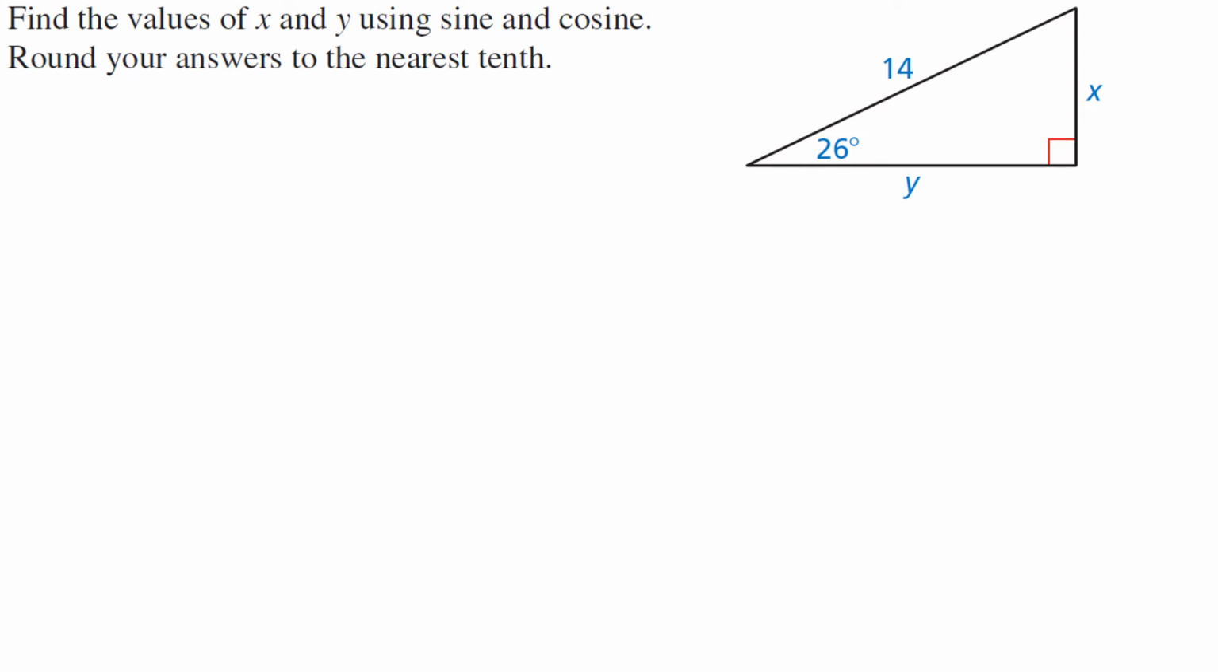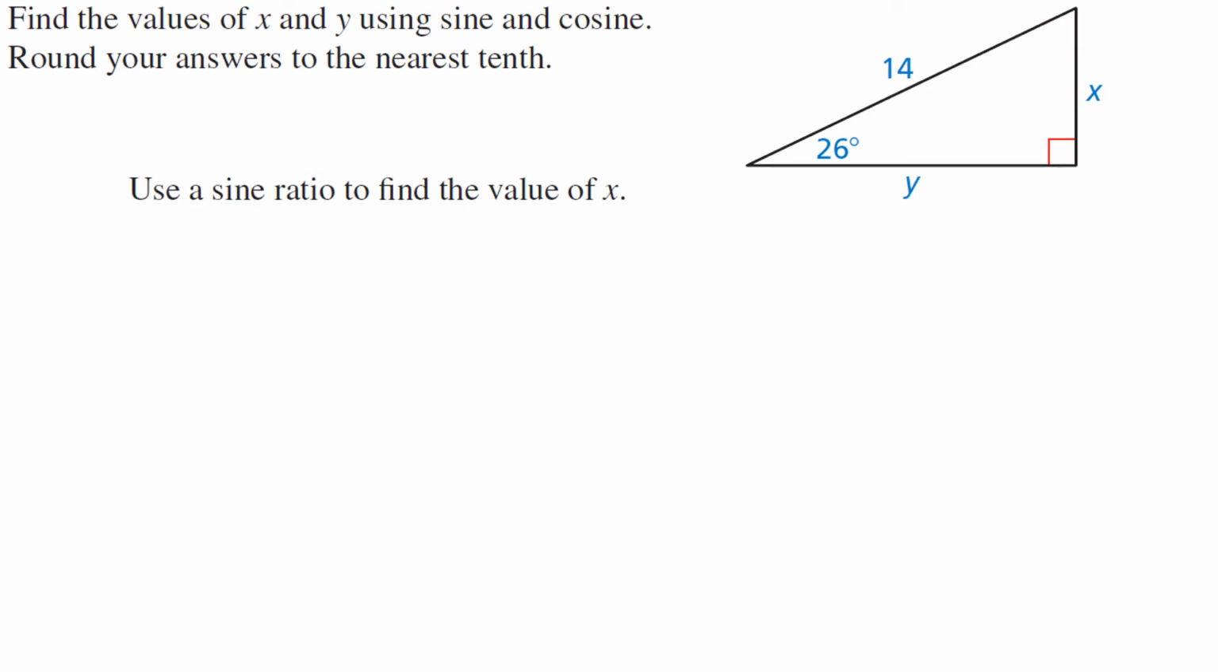Okay, so let's find values of x and y using sine and cosine. Round answers to the nearest tenth. Okay, so since 26 degrees is the marked angle, I know sine is opposite over hypotenuse, so I can use the sine of 26 degrees to help find x because that's opposite. I can use the cosine of 26 degrees to help find y because that's adjacent.